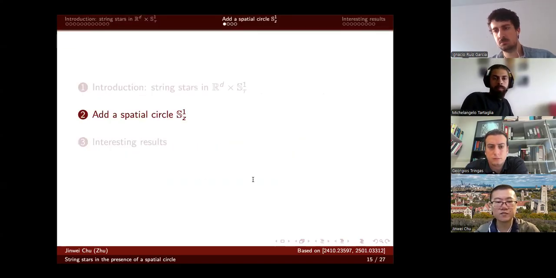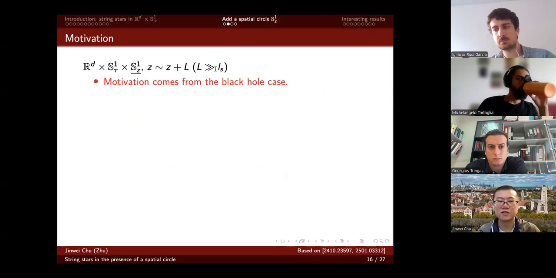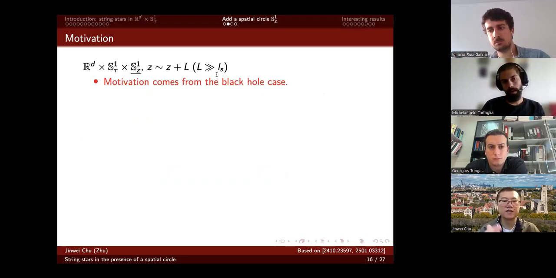So let's move on to the second part where I turn on this spatial circle. The circumference of the spatial circle is called L, and I will assume that L is much larger than L string, so that string corrections associated to this Z circle can be suppressed.